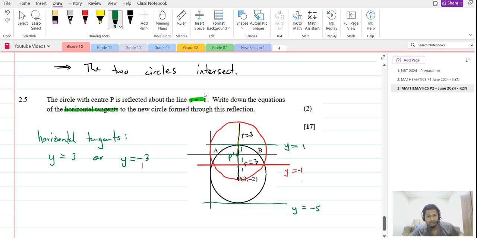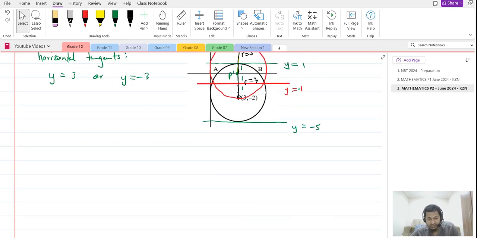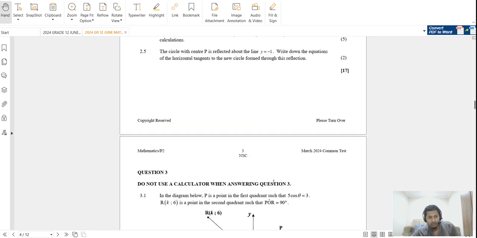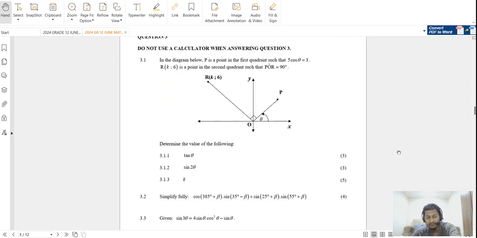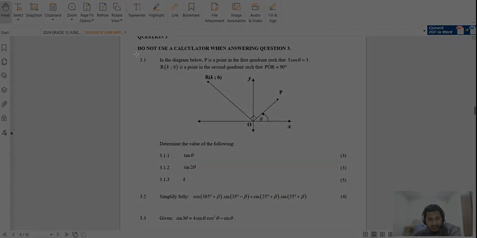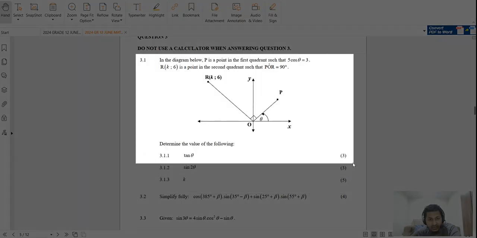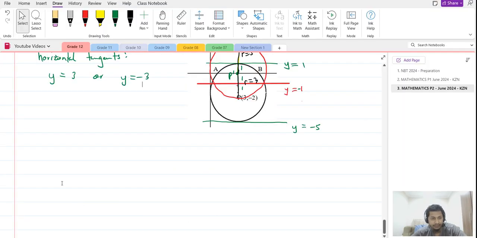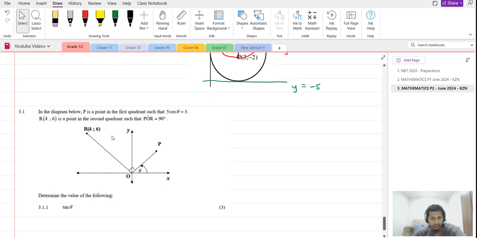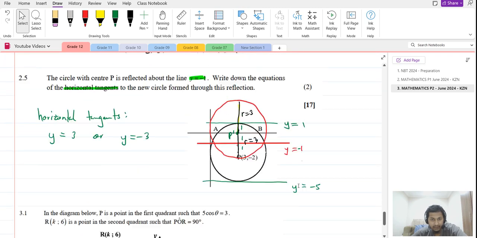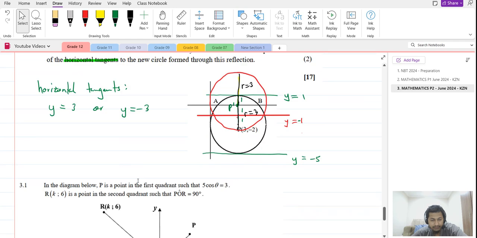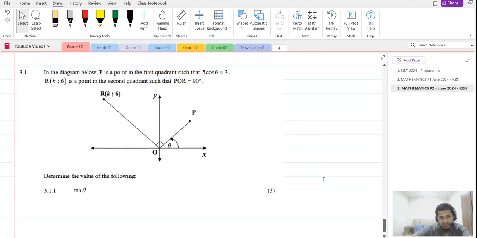Very good question. Right, moving on to the next question, which is question number 3. We move on to trigonometry. Right, taking question 3.1.1. In the diagram below, P is a point in the first quadrant such that 5 cos theta equals 3. Now, whenever they give you this, make cos theta. What are you going to say? Cos theta is equal to 3 over 5.